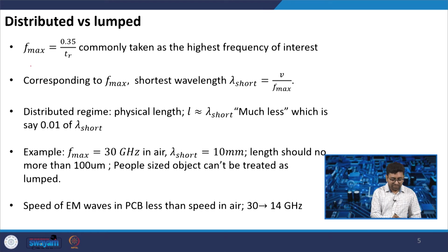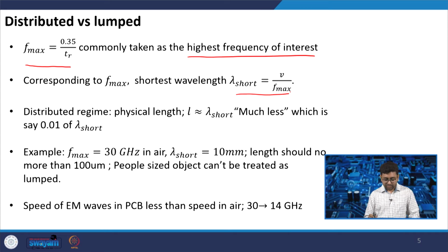We will take one example because that is widely used in RF circuits. If we define the maximum frequency based on the rise time, it is given by 0.35 by TR, and this is commonly taken as the highest frequency of interest, because all digital circuits and clocks consider the rise time. Corresponding to f max, you can write lambda short as V by f max. For a distributed regime, your physical length L is comparable to about 0.01 of lambda short.